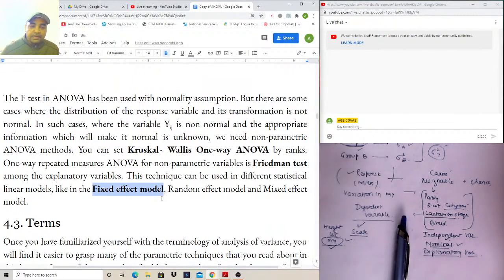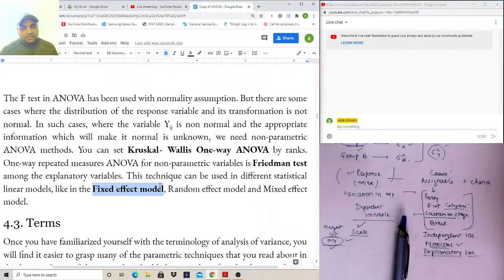And if your explanatory variables are themselves random variables that depend upon chance, then it becomes a random effect model. And if your ANOVA has both fixed variables and random variables, then it is known as a mixed type of ANOVA, right? So this is how it is described. We will not be taking up the random effect model or mixed effect model. We will only be discussing here the fixed effect model.